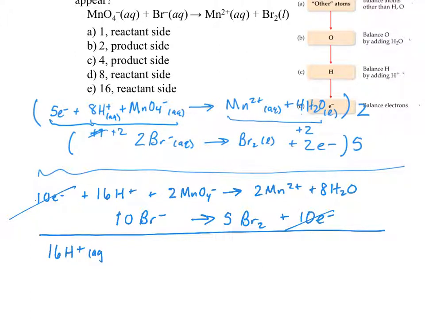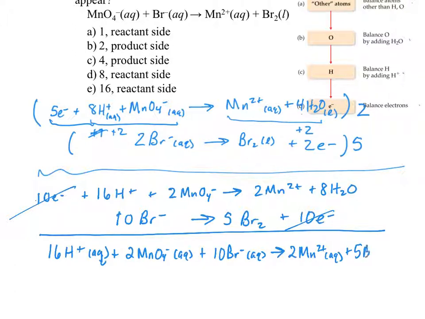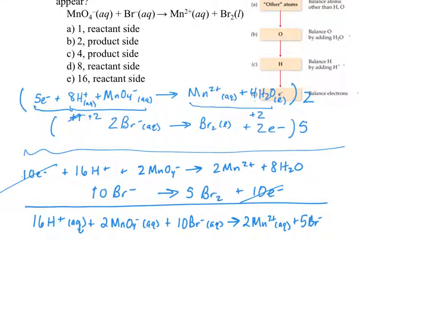16 H plus, plus 2 MnO4 minus aqueous, plus 10 Br minus aqueous, forming 2 Mn2 plus aqueous, plus 5 Br2, and that's a liquid. And that's it. No, 8 H2O.